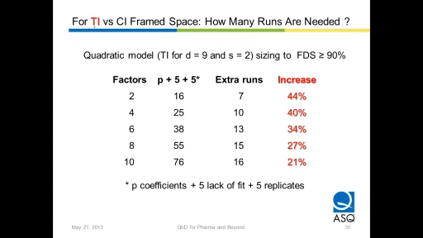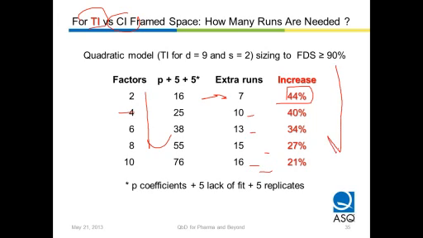How many more runs are going to be needed for the TI versus the CI? Well, it depends on how many factors you have. But here we can see that we added 7, which was a 44% increase on the first example. There was 4 factors, 10 extra runs, and so forth. So you can see that to accommodate this TI framing, we do have to do a larger experiment.